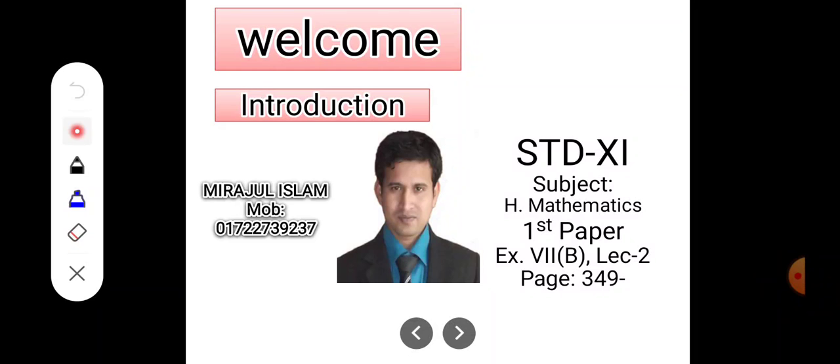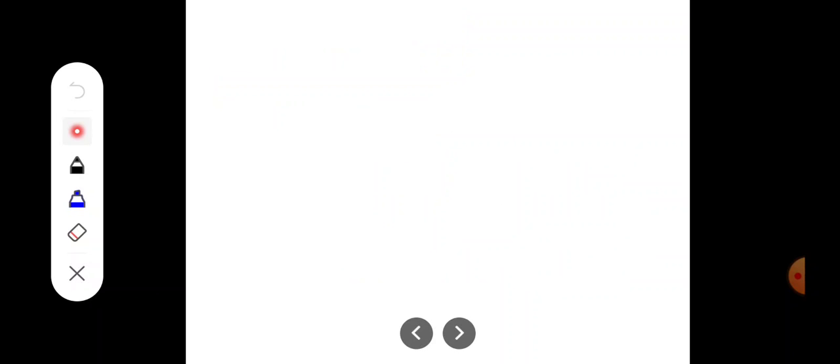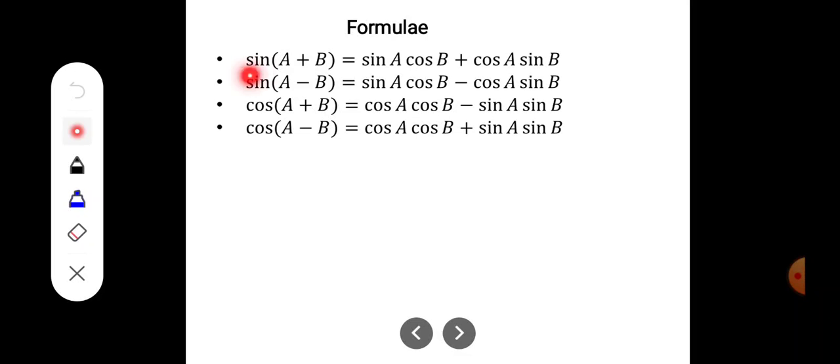In this class, we will do exercise 7b, math number 1, 2 and 3. First we will see these formulae: sin(a+b) = sin a cos b + cos a sin b, sin(a−b) = sin a cos b − cos a sin b, cos(a+b) = cos a cos b − sin a sin b, cos(a−b) = cos a cos b + sin a sin b.